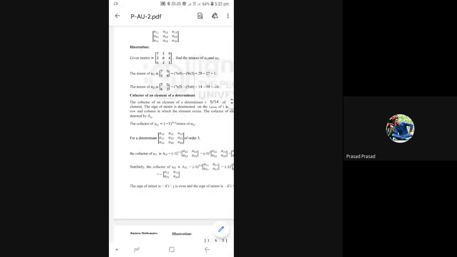Okay, then minors and cofactors. Minors and cofactors, I have already explained when I told about simplification. Here the formula is important. The formula for cofactor is minus 1 to the power i plus j, where i represents a particular row and j represents a particular column.